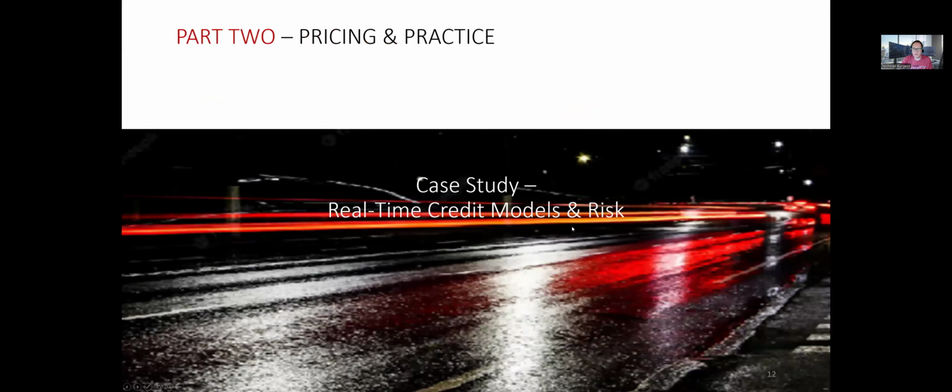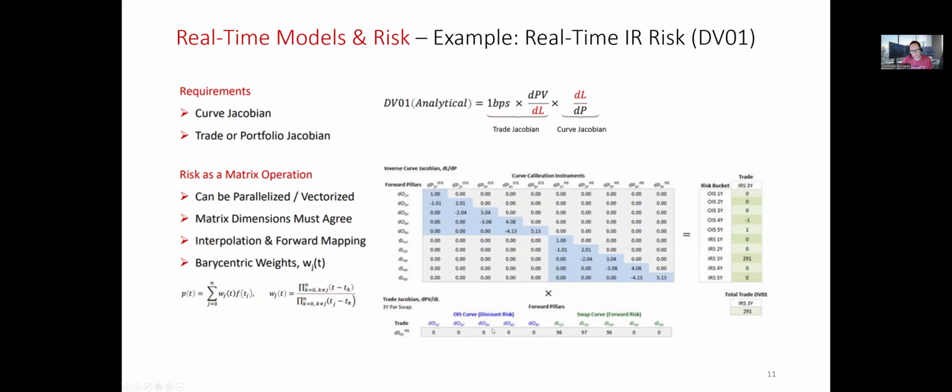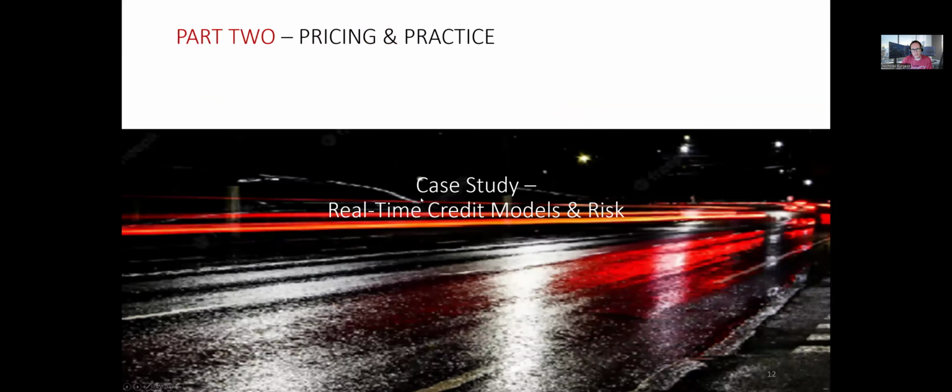Now, so that's the example. You multiply the trade risk factor by the trade Jacobian by the curve Jacobian. Trade Jacobian is typically a vector. Curve Jacobian is a matrix. Multiply the two together, you get back a vector, which gives you all the real-time risk and gives you the risk in the right buckets as well, so that you know how to hedge your risk. In this case, I have to hedge using 3-year interest rate swaps.